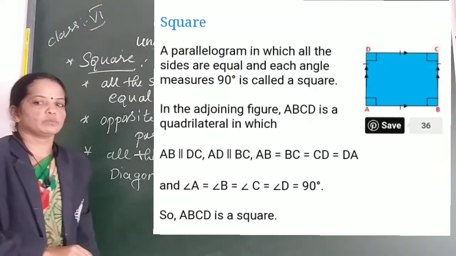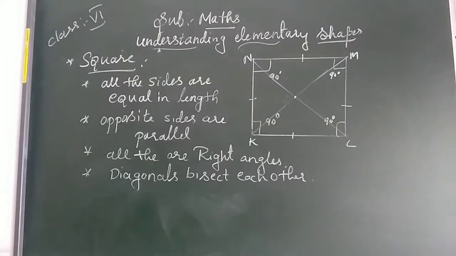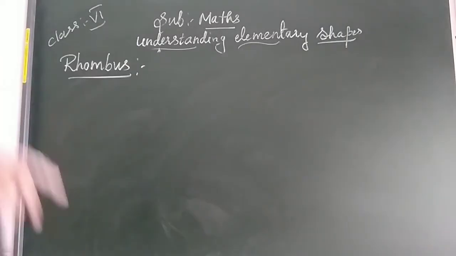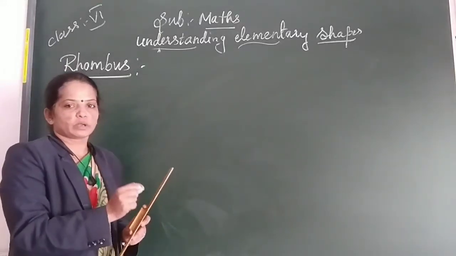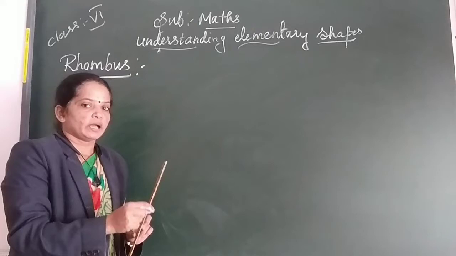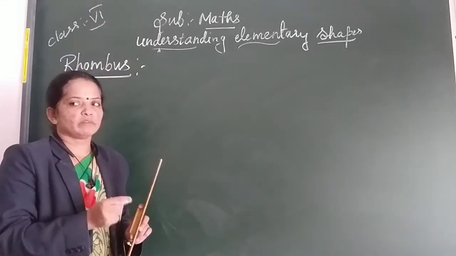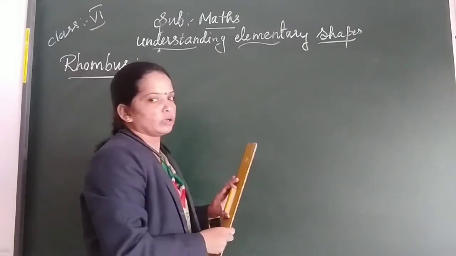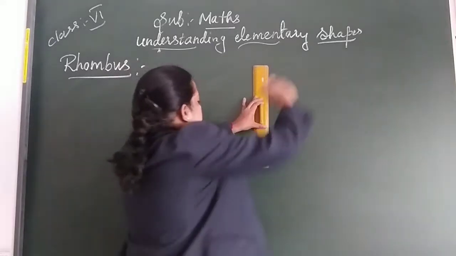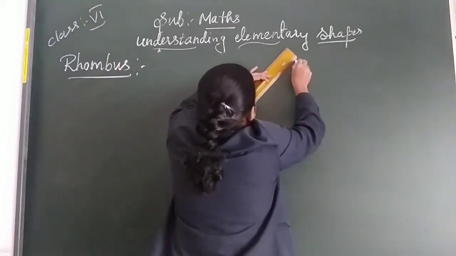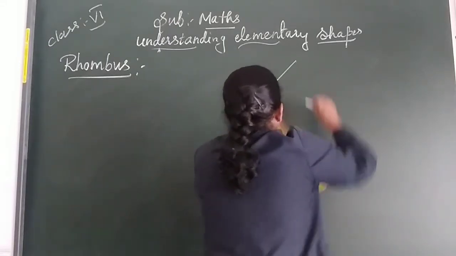So next we will move to the rhombus. Rhombus is also a quadrilateral as well as a parallelogram. A rhombus is a parallelogram with sides of equal length. So like a square, a square is also a rhombus here. In a rhombus, the diagonals bisect at right angles.